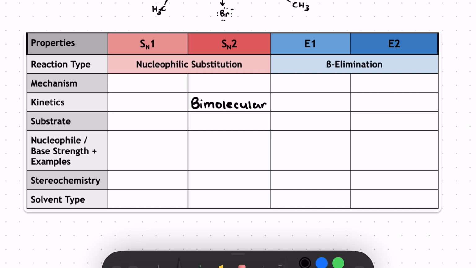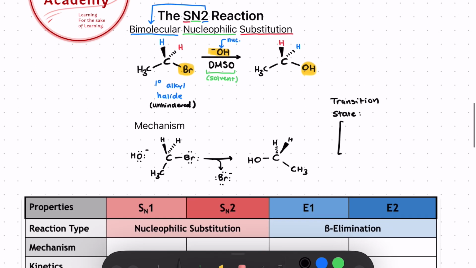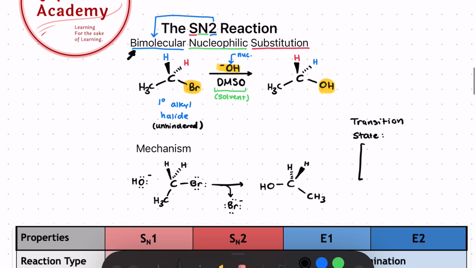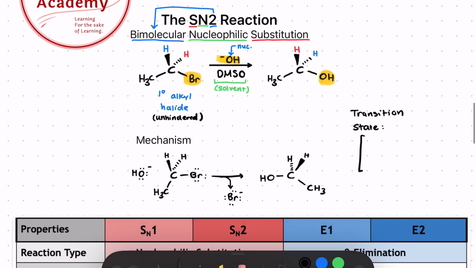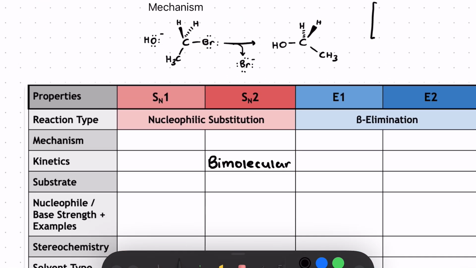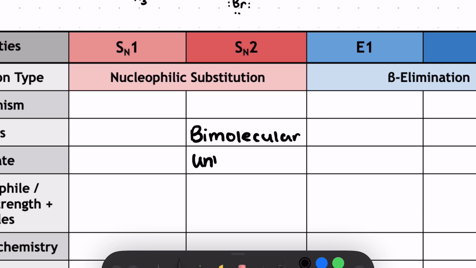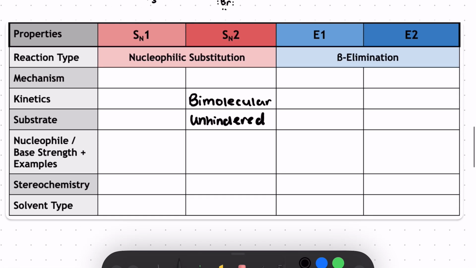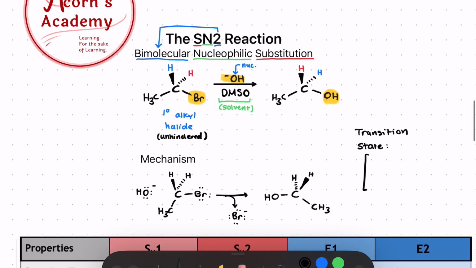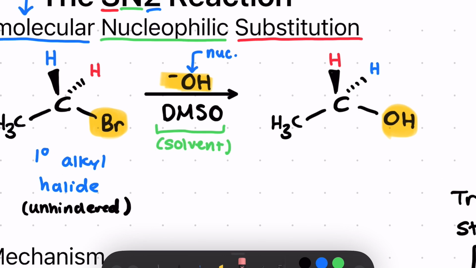So we'll go ahead and start with the kinetics. We already said the kinetics are bimolecular, right? We have bimolecular kinetics. Our substrate, we said, was unhindered, so we like an unhindered substrate. Now our nucleophile slash base strength: in this case, we said this was SN2, so we have a nucleophile. And our nucleophile here is strong. So I'll go ahead and rewrite this real quick. This is a strong nucleophile.